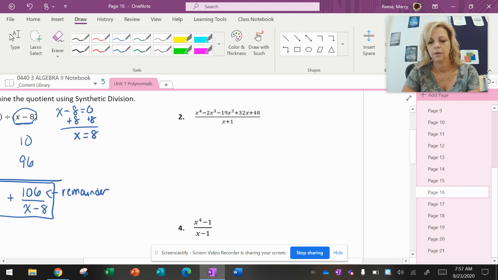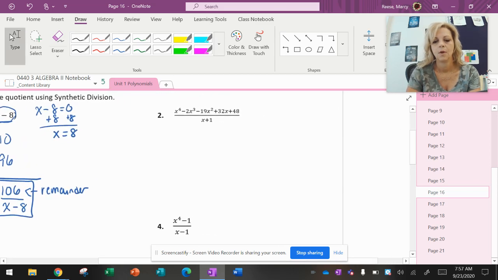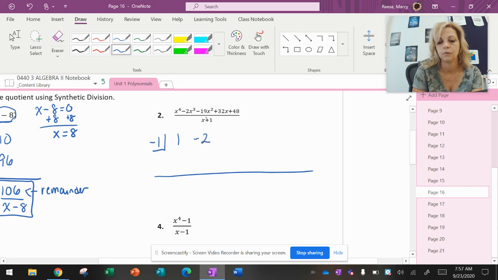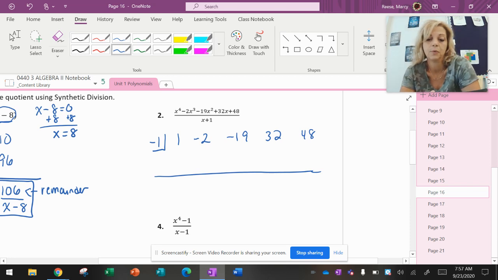All right. Oh my goodness, look at this one. So number 2, I've got x plus 1 is my factor. So negative 1 comes on the shelf. And then I've got x to the 4th, which has a coefficient of 1. X to the 3rd has a coefficient of negative 2. X to the 2nd has a coefficient of negative 19. X has a 32. And then we have a constant of 48. And we're going to run through it. Now, could you imagine doing that one long division? That would be long. That's why they call it long division. Okay? This is much faster.